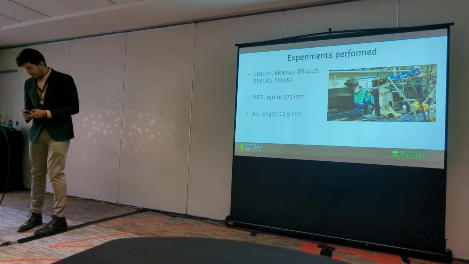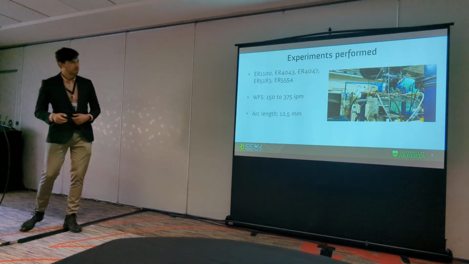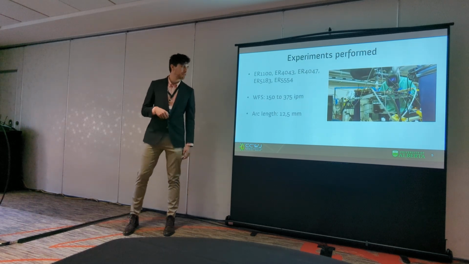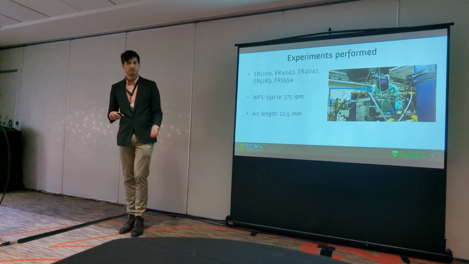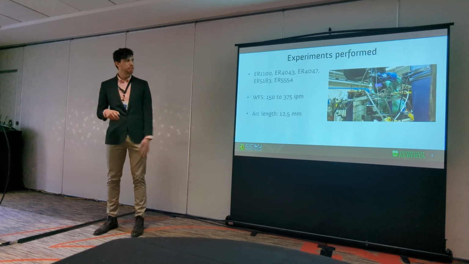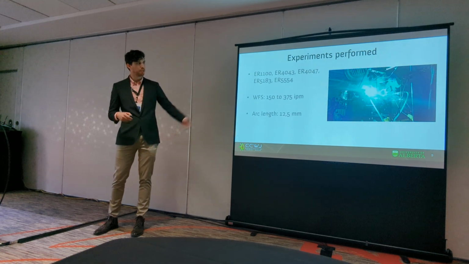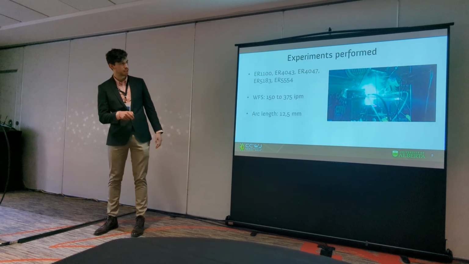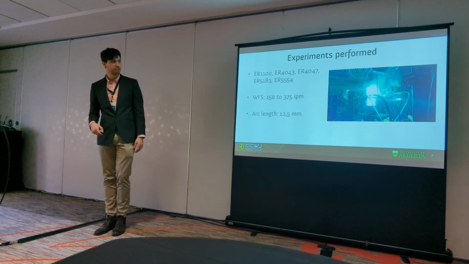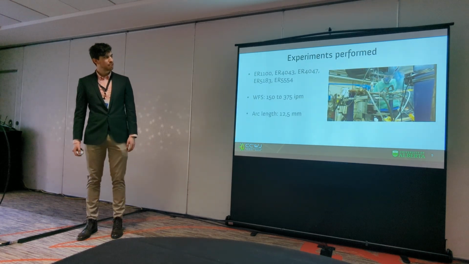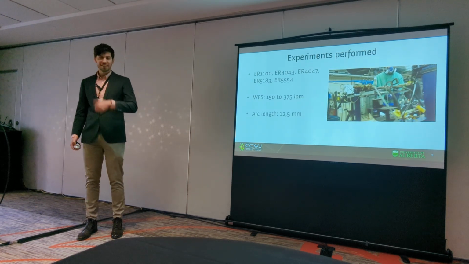So I'm gonna press play. We did experiments between 150 and 375 inches per minute. We set them up, and then we changed the voltage in order to have 12.5 millimeters of arc length. So we strike the arc, we move a flux tray, and then we deposit the droplets there in the solid-state calorimeter. Okay. So those are all the experiments.